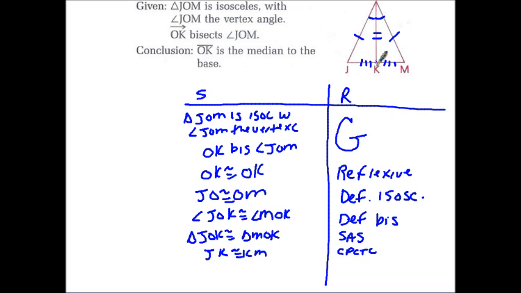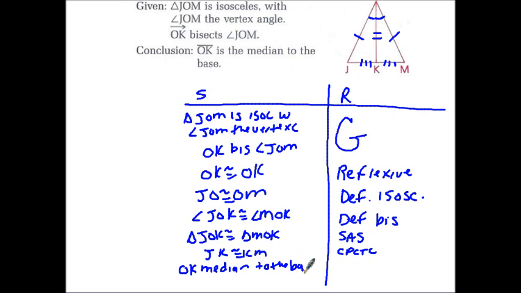A median, by its definition, means that it's going to start from a vertex and cut the side opposite the vertex in half. I definitely have that. That segment starts from my vertex, and it's chopping that other side in half. So let's go ahead and draw our conclusion. OK is the median to the base.